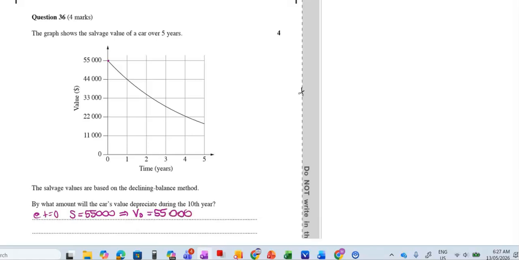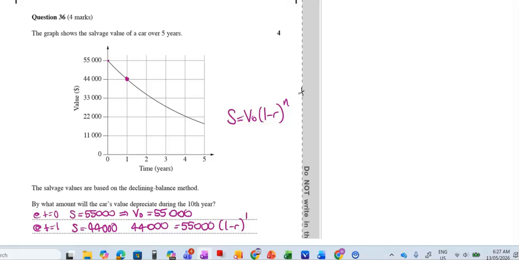I can also see that at t equals 1, it goes straight through that point there of 44,000, so S equals 44,000. So that tells me, I'm just going to use straight off the reference sheet the formula that the salvage value is the initial value times (1 minus r) to the power of n. So I know 44,000 equals the initial value times (1 minus r) to the power of n.